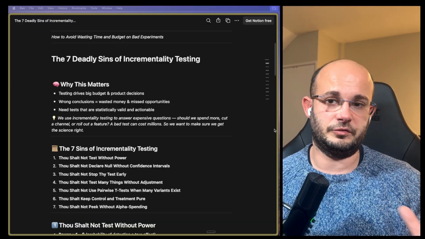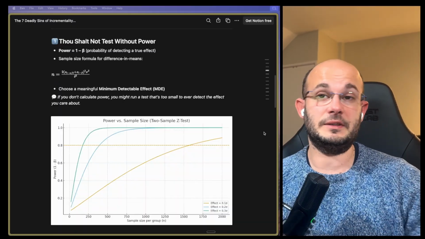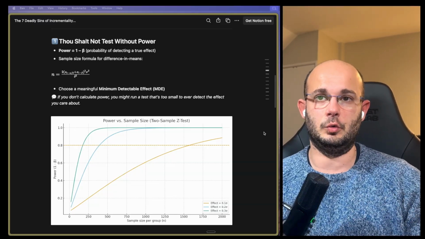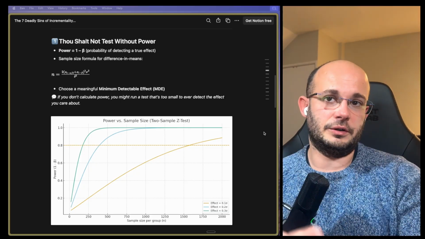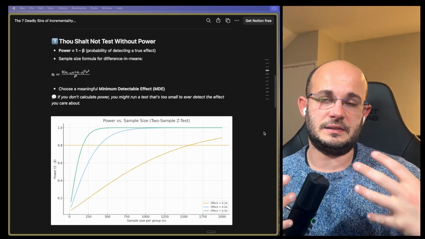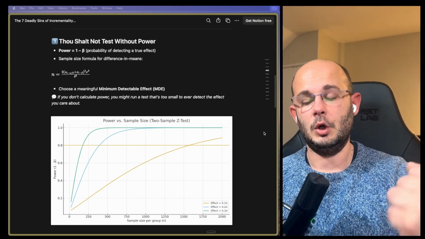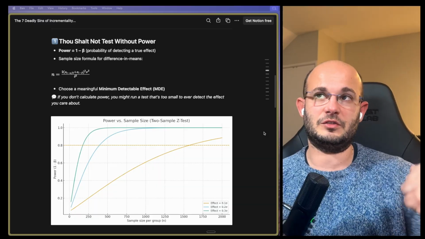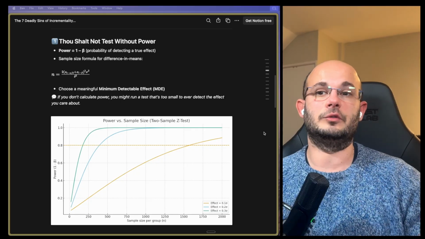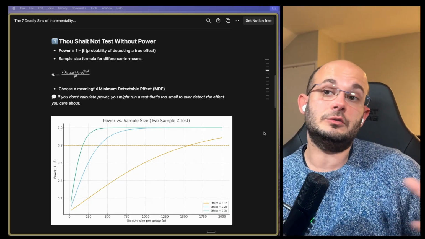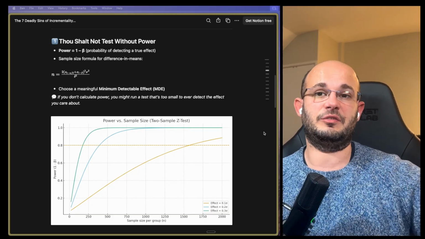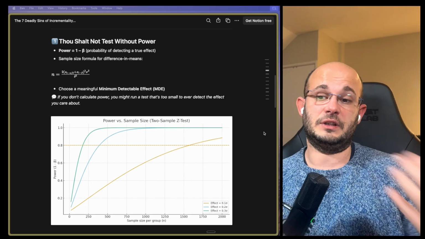Now let's start with the first one. Thou shalt not test without power. Basically, power equals 1 minus beta. Essentially, it's the probability of detecting a true effect. You can see here, I've shown you the sample size formula for the difference in means. But essentially, when we're talking about statistical power, we are talking about, does my test have the ability to detect an effect that I want to measure? So you really need to know, A, what is your minimum detectable effect, and after that you need to calculate power.